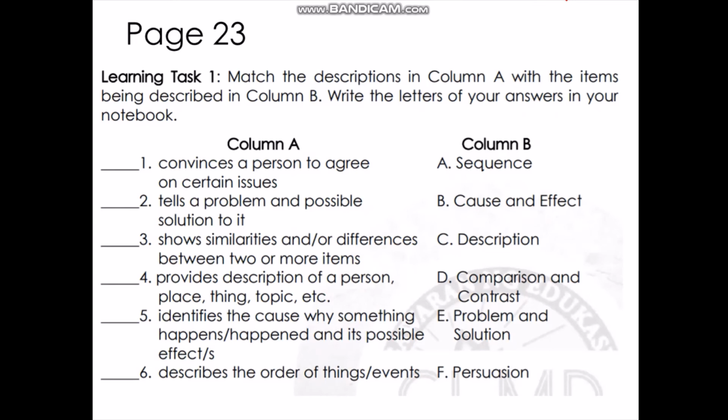For number 1, what informational text is it? It convinces a person to agree on certain issues. Is it A, sequence, B, cause and effect, C, description, D, comparison and contrast, E, problem and solution, or F, persuasion? Answers only, letters only. Number 2, it tells a problem and possible solution to it. Is it A, B, C, D, E, or F?